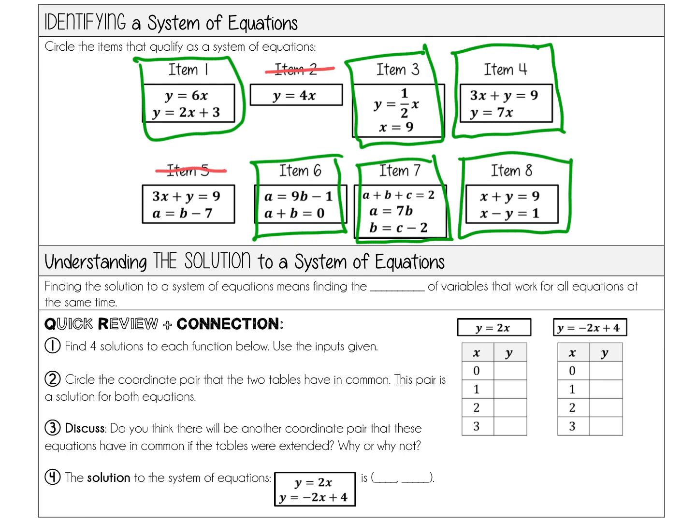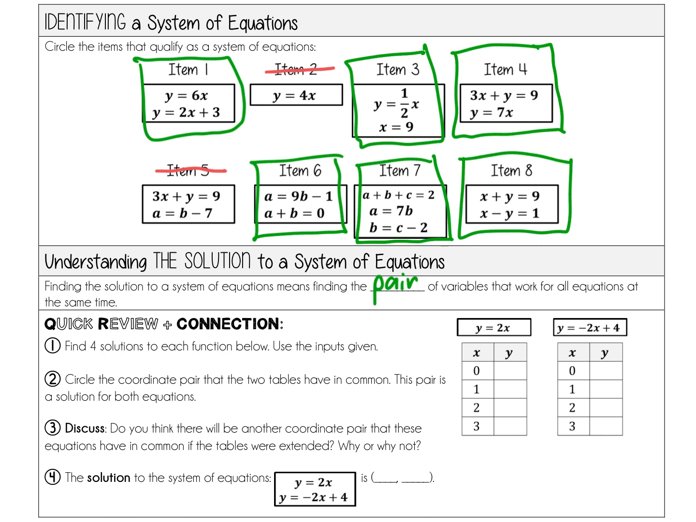Next, let's try to develop a better understanding of the solution to a system of equations. Finding the solution to a system of equations means finding the pair of variables that work for all equations at the same time. Let's do a quick review of some linear equations. First of all, we want to find 4 solutions to each function below and use the inputs given.